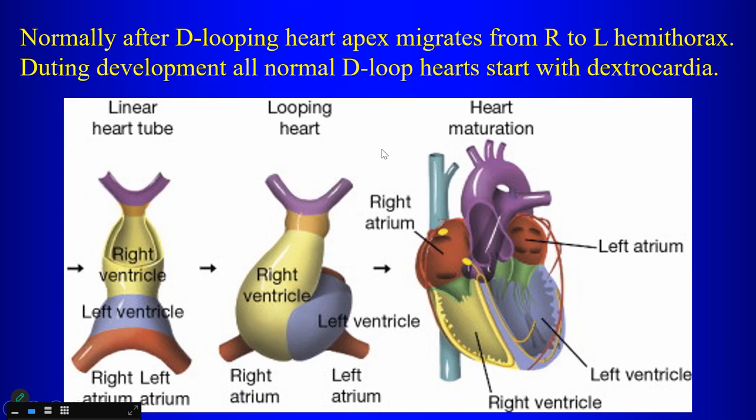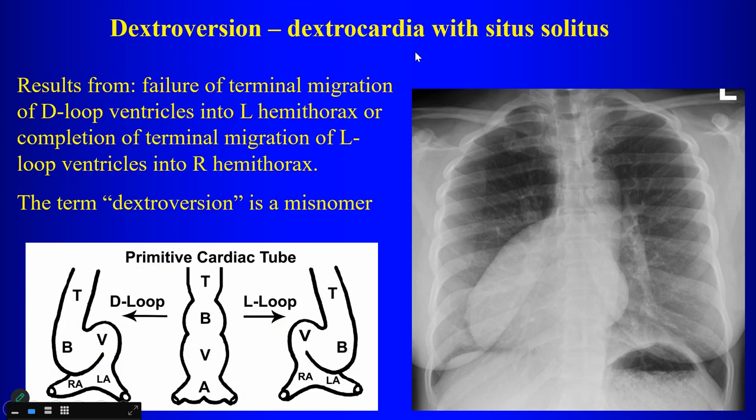Now, how do we get this? We talked about the embryology before. Normally, after the D-loop, which is the normal loop that the ventricles would take, the heart always starts out with the apex on the right side. So all normal hearts will have a condition of dextrocardia, but then it will migrate towards the left so that the apex winds up on the left side. So during development, all normal D-loop hearts will start with dextrocardia, and then that apex migrates to the left to give you the normal appearance of the heart with the apex on the left side.